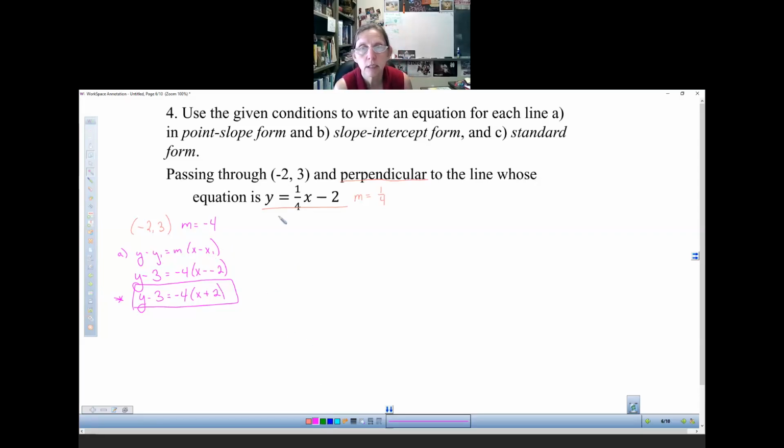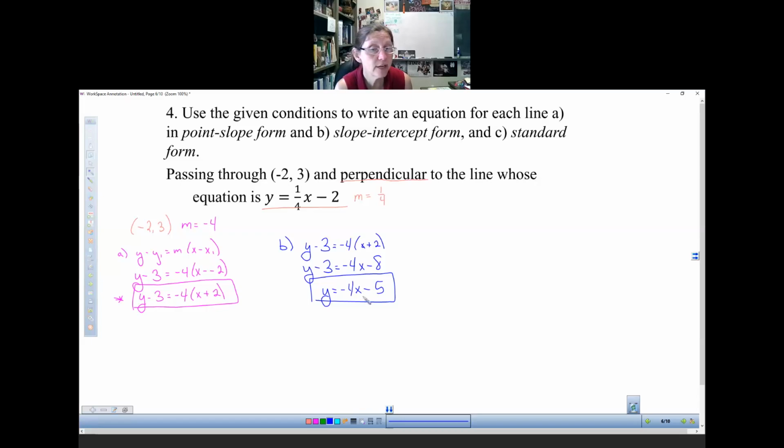Second part is now we want to write it in slope-intercept form. So we're going to start with y minus 3 is equal to -4 times x plus 2. I just like to write what I'm starting with. I'm going to solve for y, so y minus 3 is equal to -4x minus 8, distributing my -4 through there now. Adding 3 to both sides, I get y is equal to -4x minus 5, because I added that 3 in there. And now, lo and behold, this is slope-intercept form.